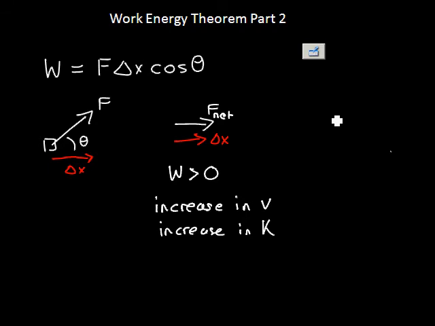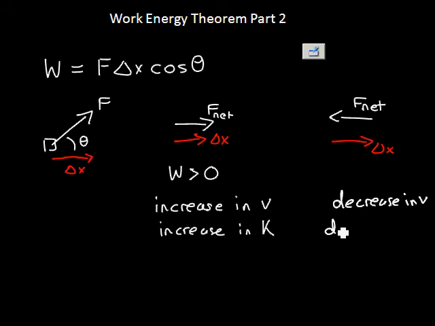Another possibility exists in which the net force is in the opposite direction from delta x. And so if something is moving from left to right at a certain velocity, and then you apply a net force against that, the result is that you're going to slow the object down. And so that's going to cause a decrease in velocity, and so there's also going to be a corresponding decrease in kinetic energy.